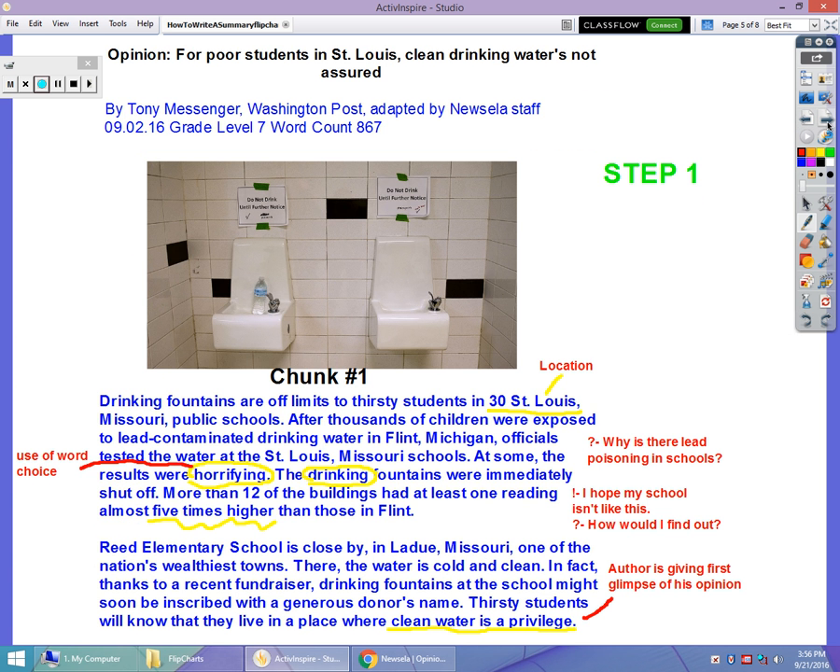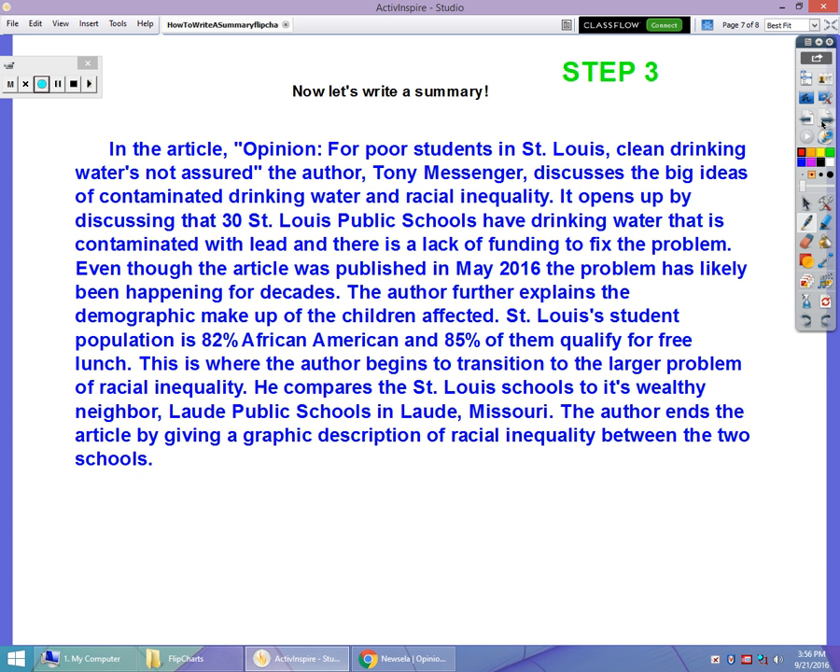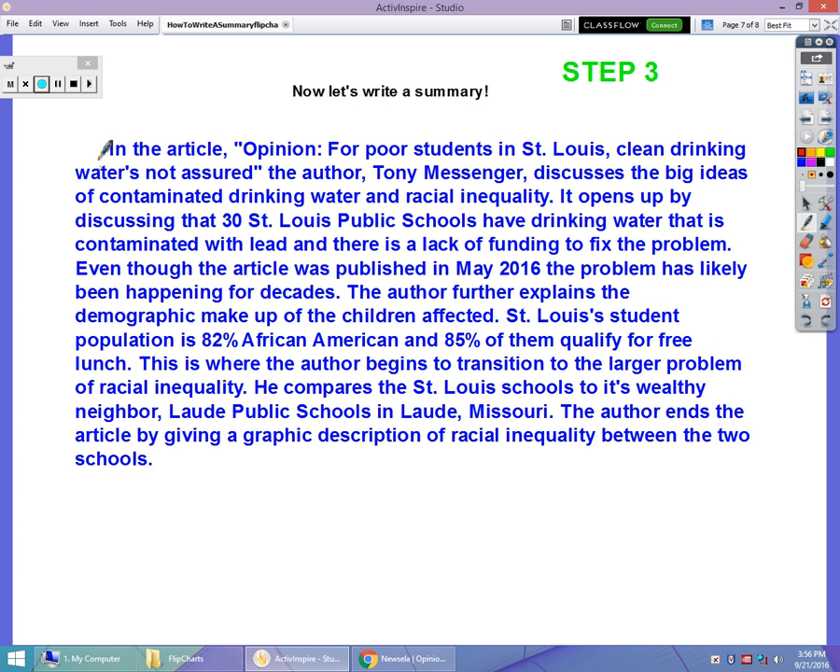So once we've annotated in step one, and we have the graphic organizer filled out in step two, now in step three, we're going to write the summary. So we need to make sure that we include all the information that's in this graphic organizer to the best of our ability. So if you remember in the beginning, it said that you're supposed to start out with the title of the article. So this is always right here a really good sentence starter.